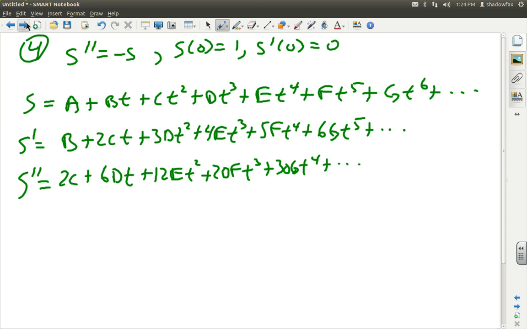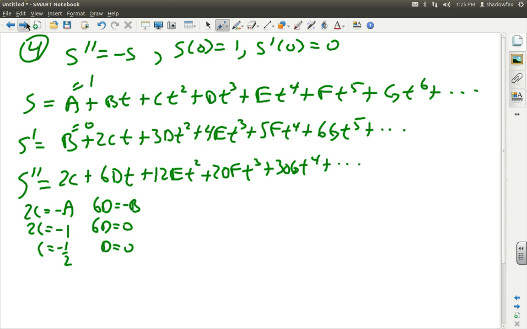All right, let's see the initial conditions. S of 0 equals 1 makes a 1. S prime at 0 equals 0 makes b 0. Okay, and now s double prime equals negative s, so 2c is negative a, or 2c is negative 1, so c is negative 1/2. All right, so we got a is 1, b is 0, c is negative 1/2. Good. Then 6d equals negative b, but b is 0, so d is 0. Okay. 12e is negative c, but c is negative 1/2, so 12e is positive 1/2, so e is 1/24.